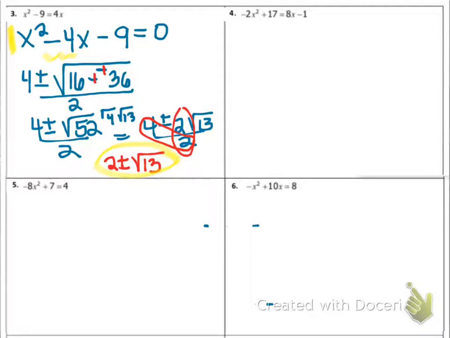So number 4. So number 4, we've got 2 terms on one side and 2 terms on the other. Now when I get a choice, I always want to try to make sure my leading coefficient, that means my a, is positive.